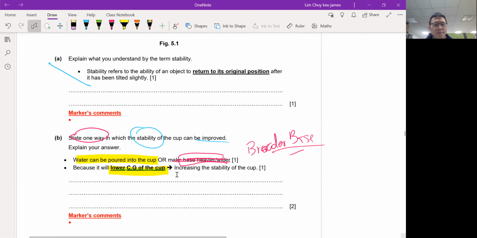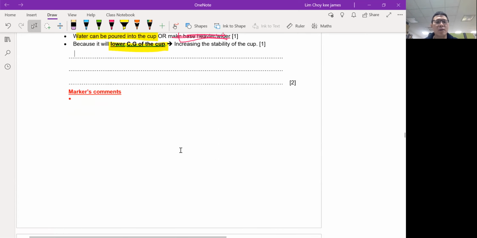So take note, don't just blindly throw out all the answers or solutions in your textbook. You have to ask yourself, does your answer answer the question? Does your answer suit the question? That is the more important thing, rather than just memorize and regurgitate everything without any sense making.